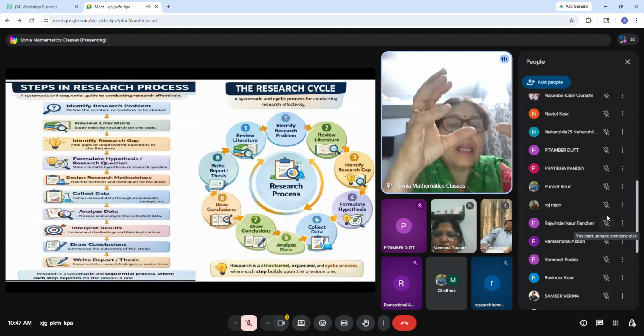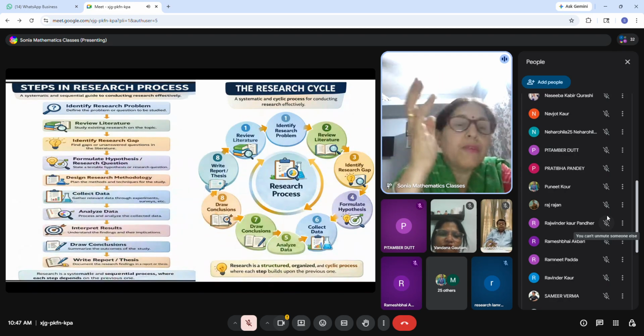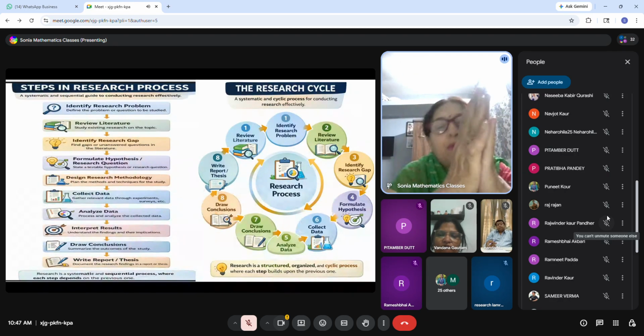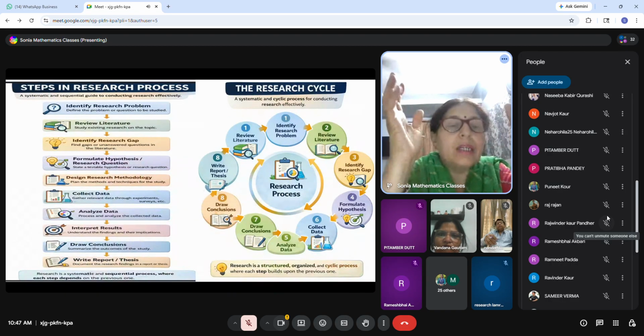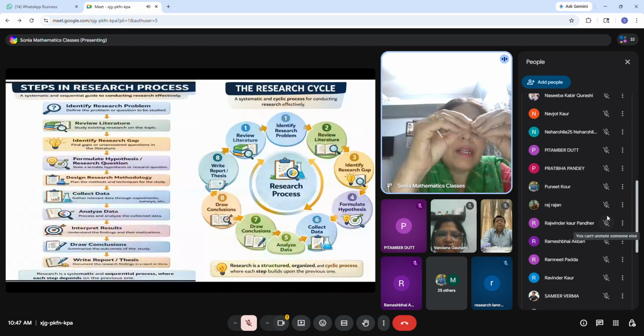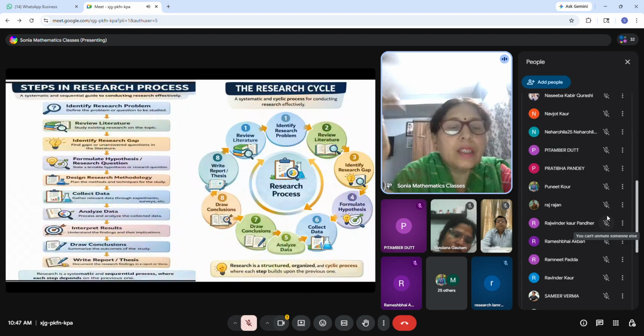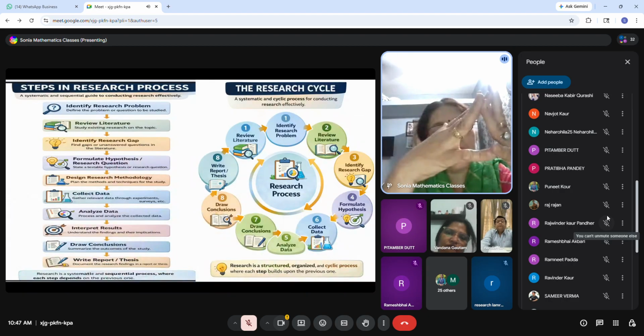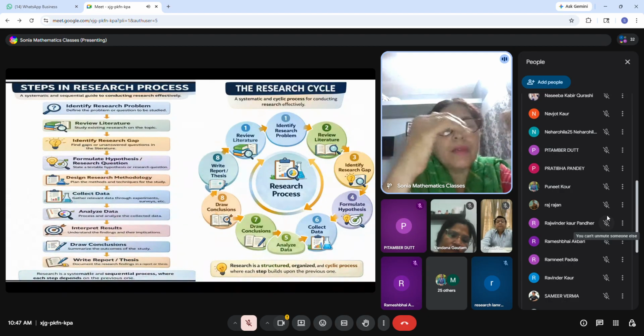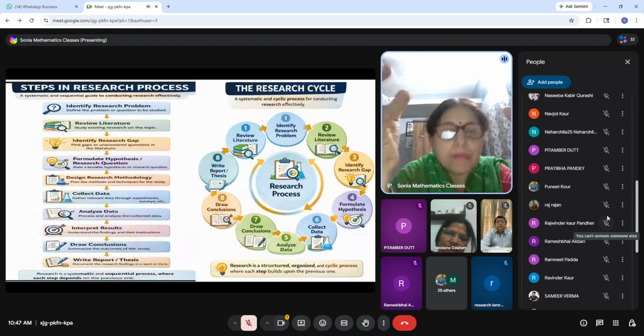Then we will design the research methodology, that is, we will plan the methods and techniques for the study. Then we will collect the data, that is, we will gather relevant information through experiments, surveys, etc. Then we will analyze the data, that is the process of analyzing the collected data. Then we will interpret the results, that is, we will understand the findings and their implications.